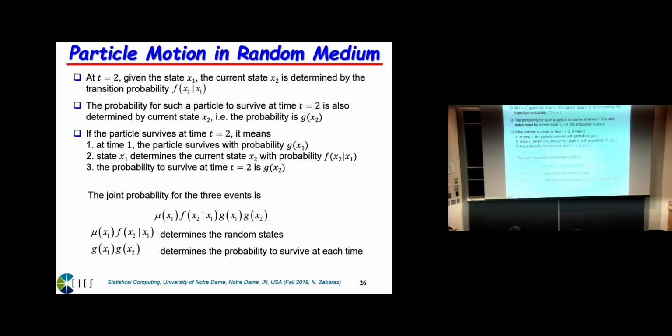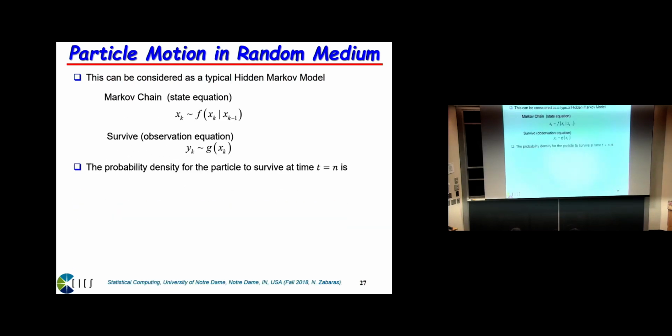Okay, so basically, given the states, this is the probability that it survives at time 2, and we have to average these things with respect to x1 and x2, taking an integral of this with respect to x1 and x2. Okay? So let me give you the final result up to time n.